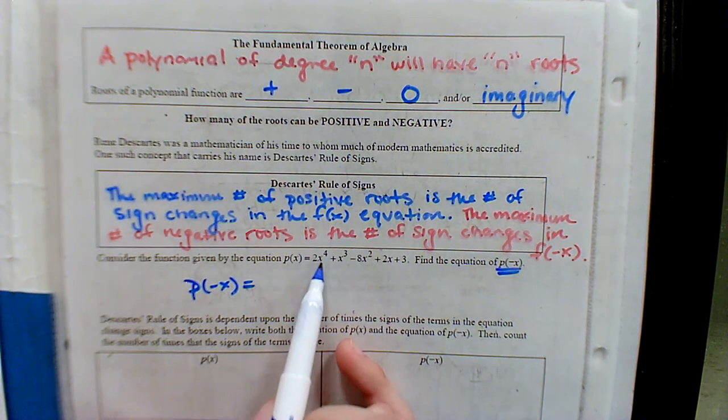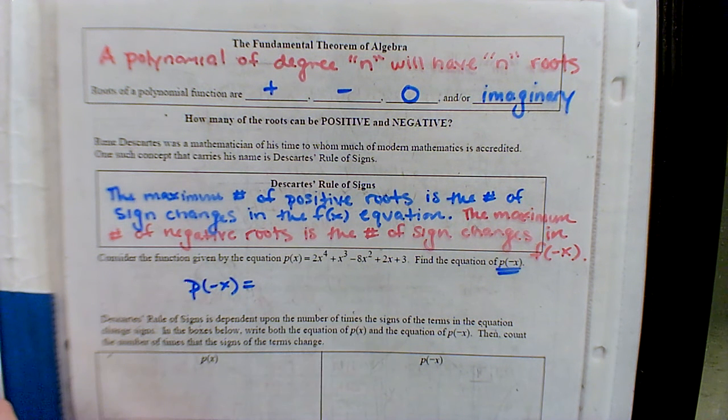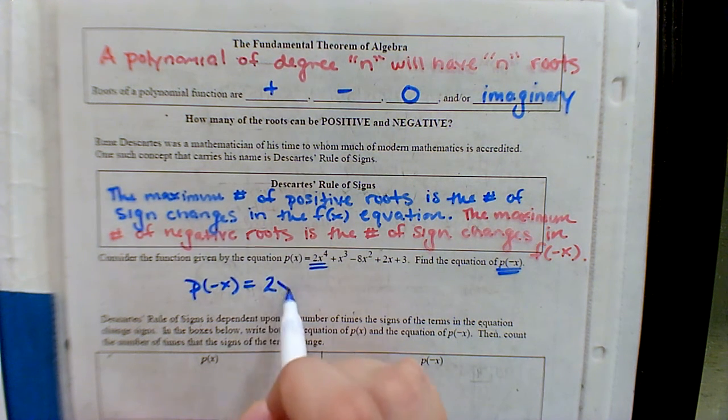If you were to substitute in negative x for the first one, and then you raise it to the fourth, negative x times negative x times negative x times negative x, what are you going to get? It's a positive x to the fourth, okay? So this first term actually isn't going to change, at least in terms of its sign. So that one's going to stay a 2x to the fourth.